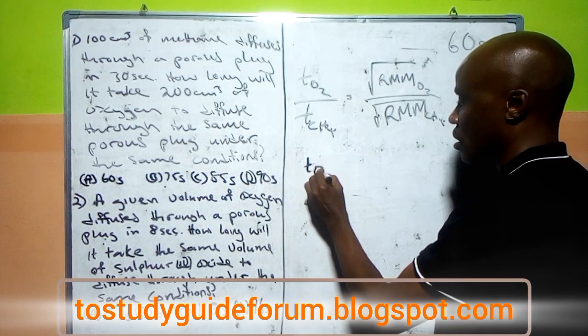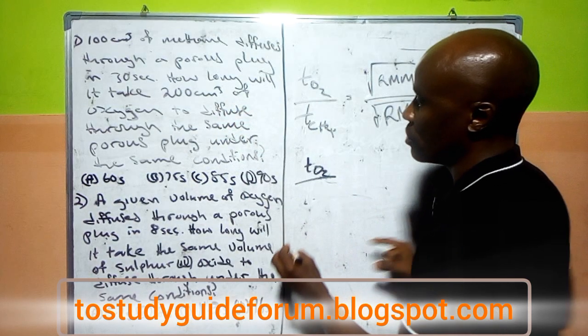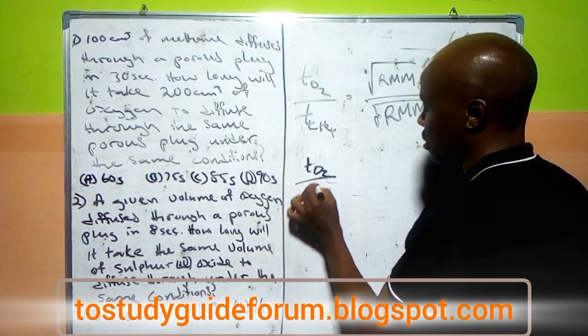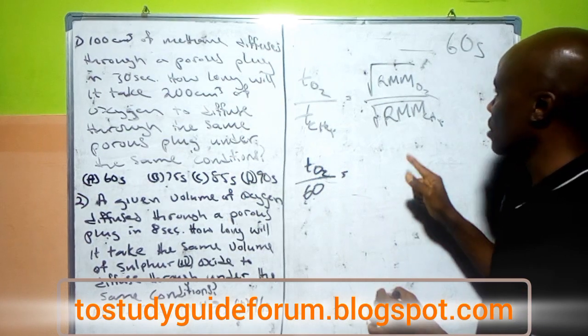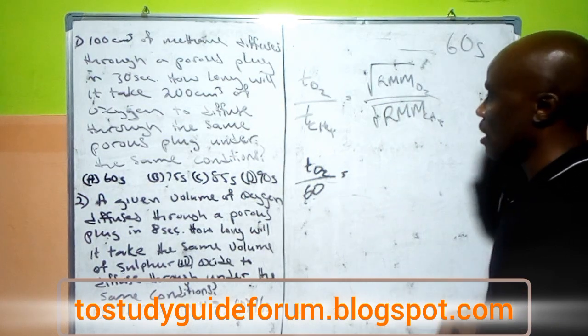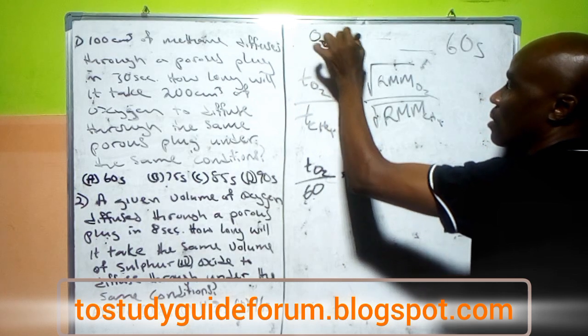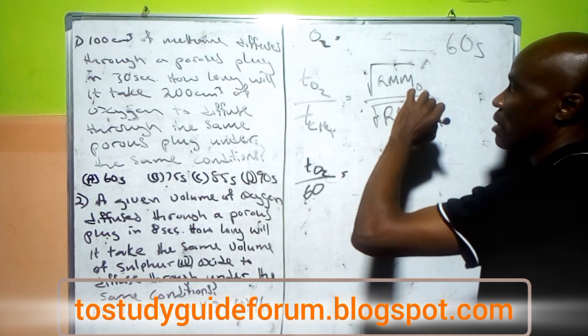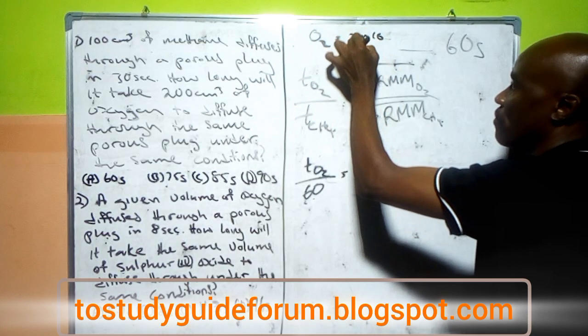We don't know it. Okay. Then for methane, the time for diffusion is what? 60 seconds. Remember, we have 60 seconds. Then the other one, the relative molecular mass of oxygen: oxygen is diatomic, so 2 times 16 will give us 32.